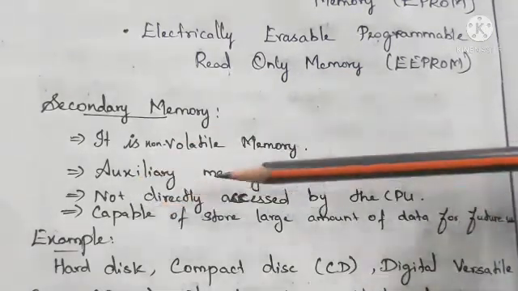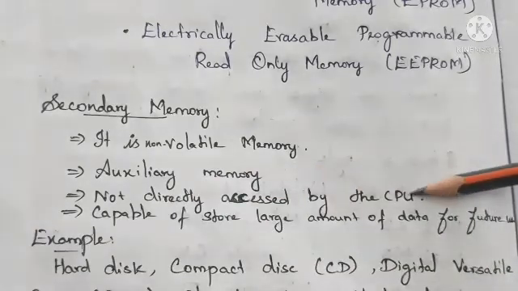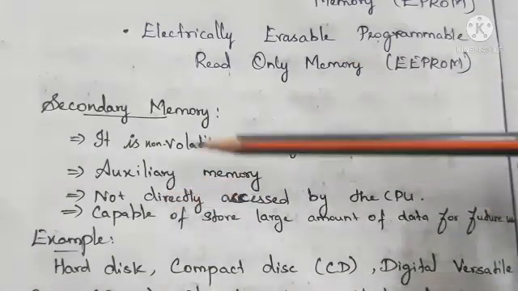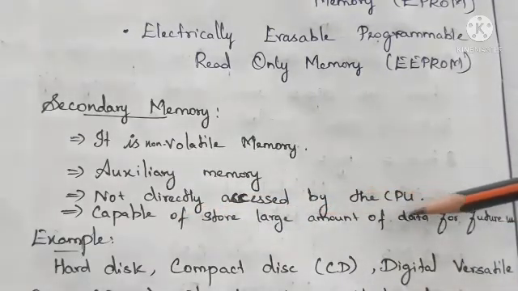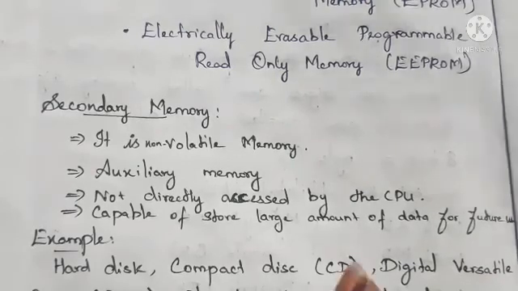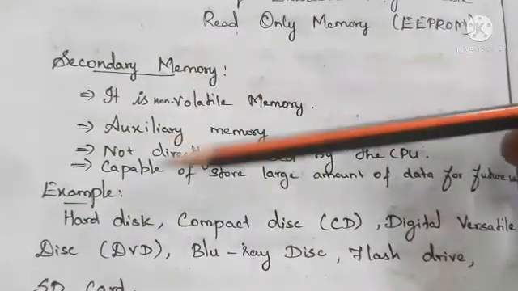It is not directly accessed by the CPU. What is the capability of this secondary memory, ma? The capability of storing large amount of data. For what purpose? For the future use. Okay. Then next we have studied about some examples, isn't it?